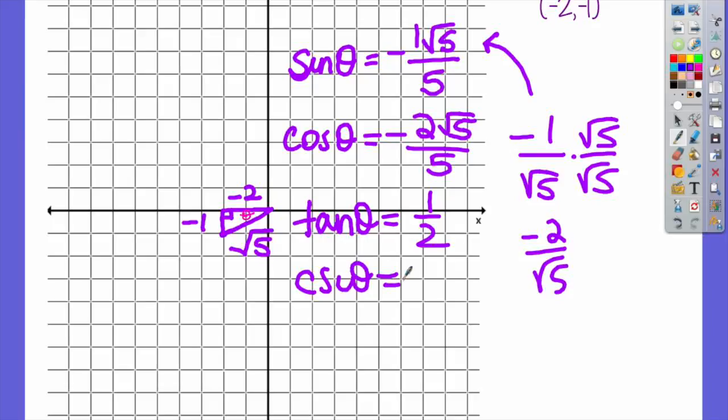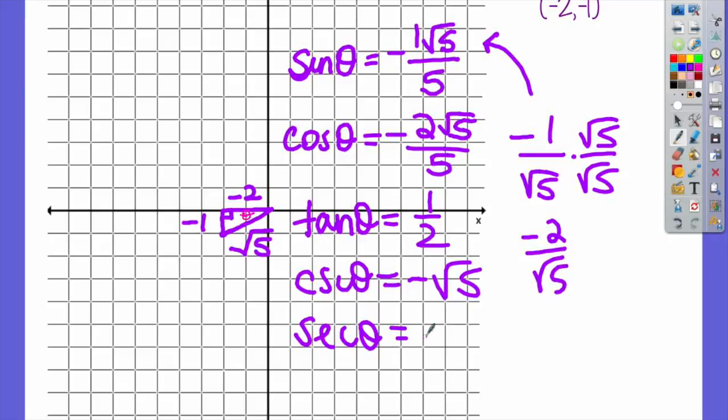Kaylee, what did you get? Negative root 5. And the secant of theta. Kayla, what did you get? I got negative 2 square root of 5. For the cosecant? No, for the secant. Oh. That's what I got. Is that wrong, probably? You said negative what? Negative 2 square root of 5.